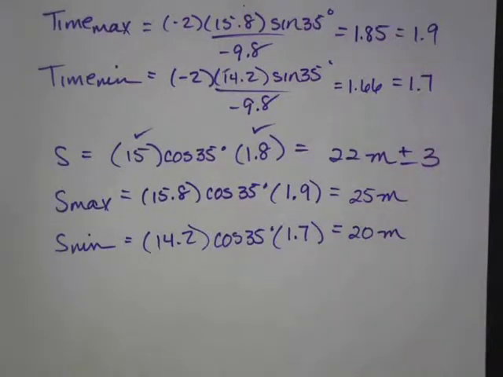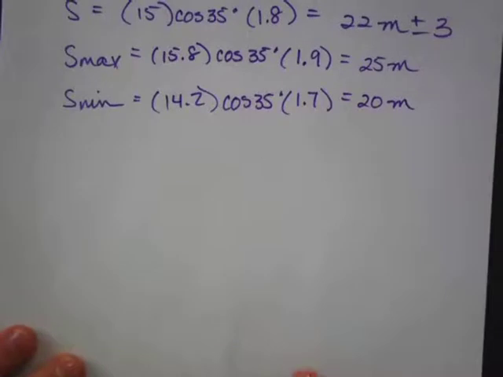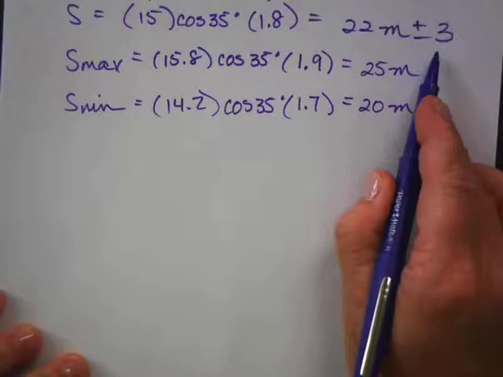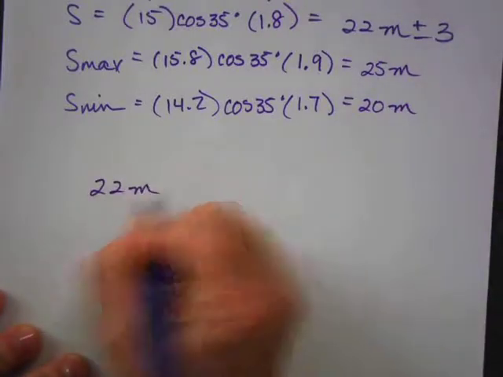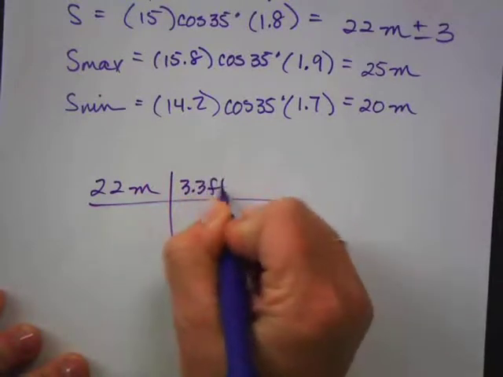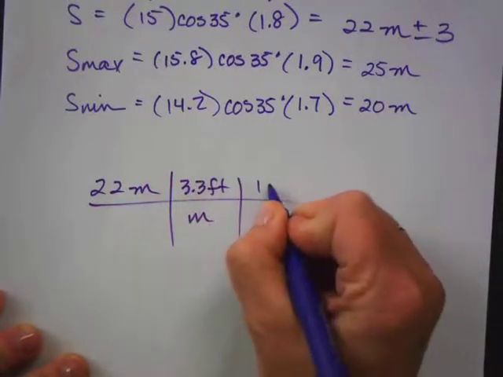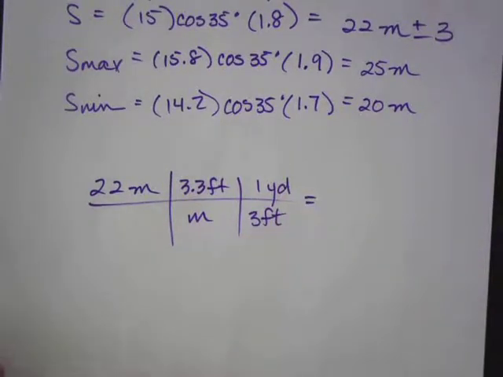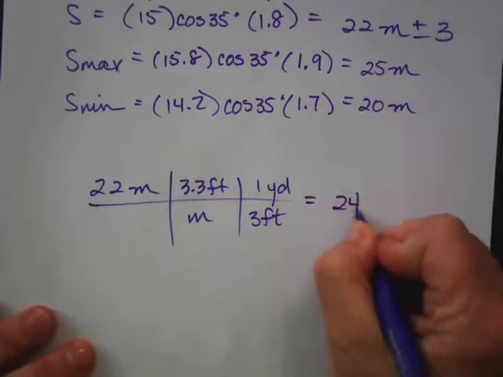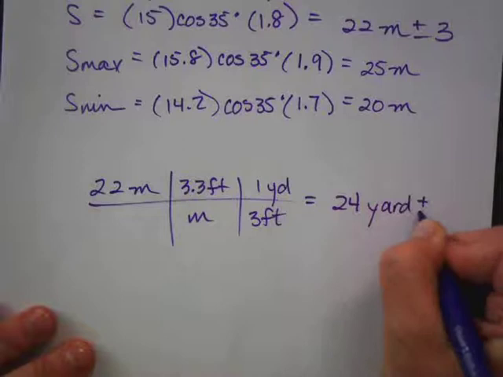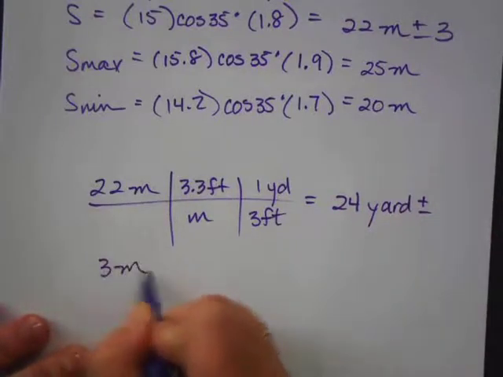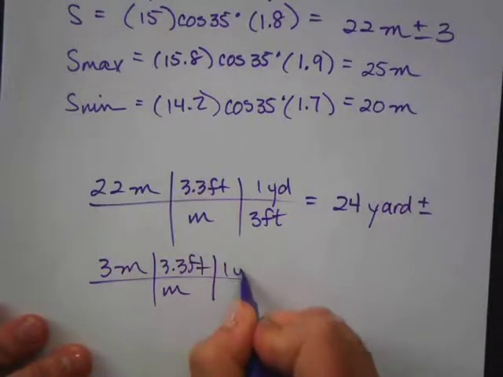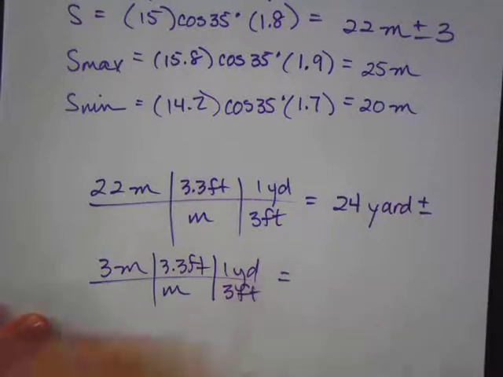So what plus or minus value would I choose to encompass both the maximum and the minimum? 3. Good. Now we're almost to the finish line. Almost. The horizontal distance on the football field was not in meters, so this is our yards adjustment. So 22 meters, 3.3 feet in a meter. 1 yard is 3 feet, and we get 24 yards, give or take. Let's do our 3 value, right? 3 meters is how many yards?